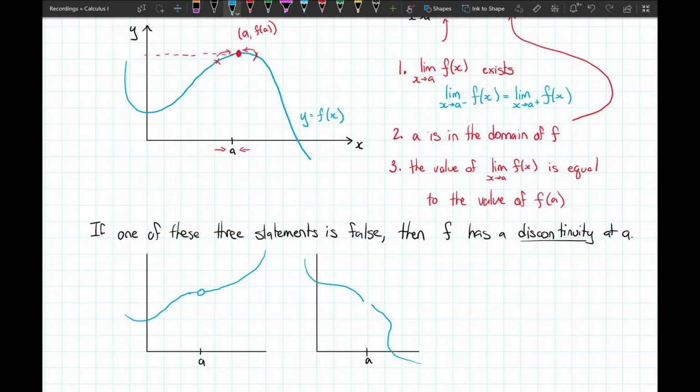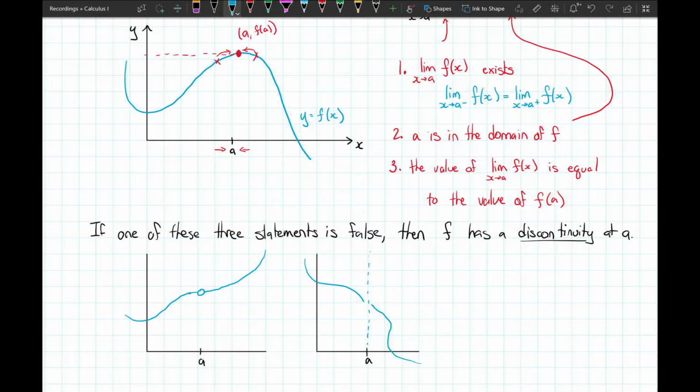And a is in the domain of f. Okay, so I'm going to put a solid dot somewhere along this dotted line. There is a point that exists somewhere at the point where x equals a. But I'm going to make statement 3 false.